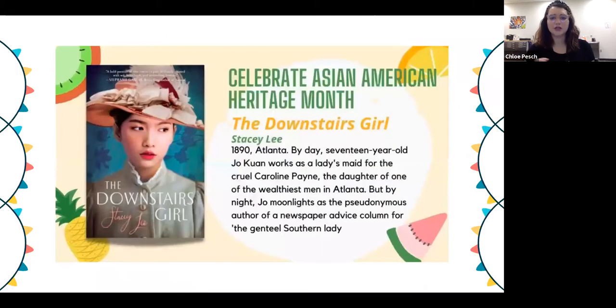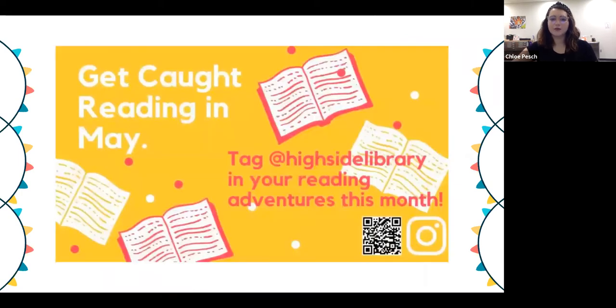So I'll show you some examples here. This is one that we did for Asian American Heritage Month. So we've got a picture of one of the books and a description. The next one, we did a little online program. May is Get Caught Reading Month. And so we had students, they could scan the QR code to go to our Instagram, and they could tag us from there in any pictures of them reading.